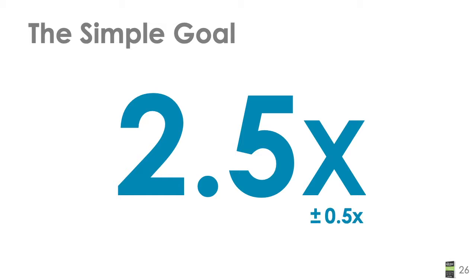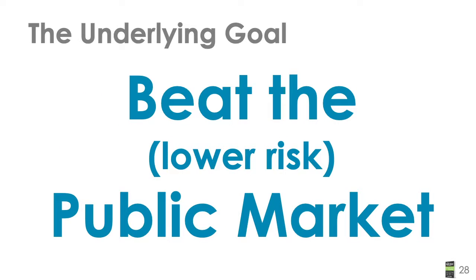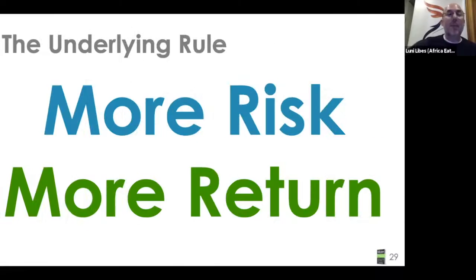So why 2.5 times? Why is that considered good? Well, when you do the math on 2.5 times, it's 15, 20% internal rate of return. And that's better than the public markets. So ultimately, the whole thing that boils down from this 10x is the idea that if you take more risk, you should get a higher return. And venture capital is higher risk than, private equity is more risk than public equities.